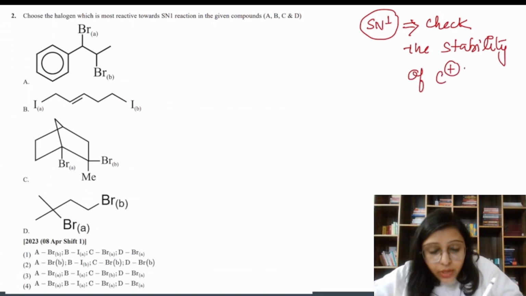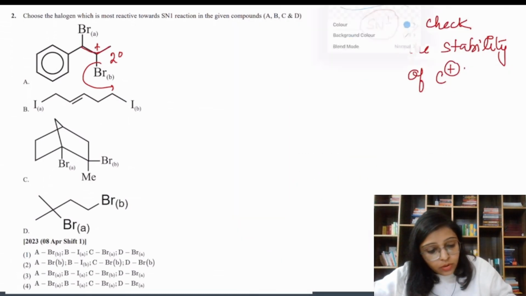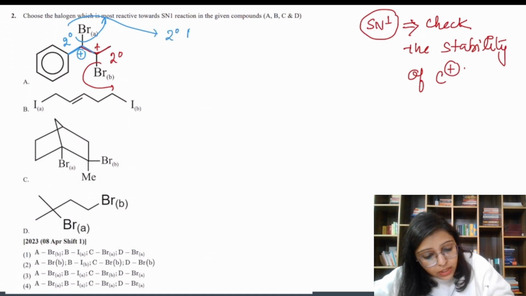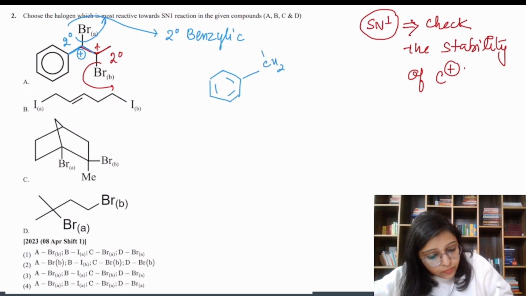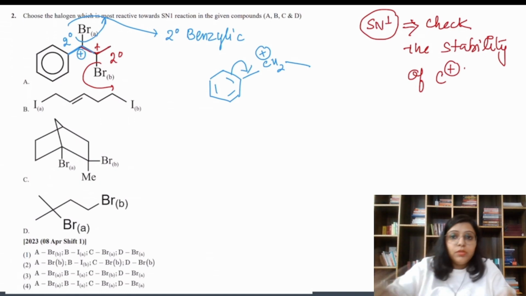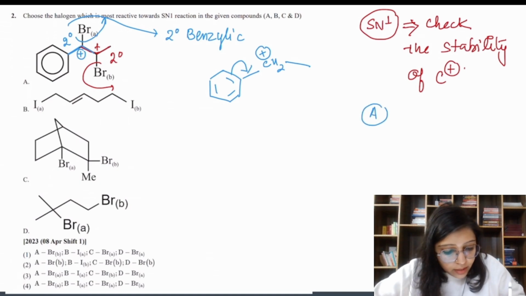So if we see the first one, if I remove Br, we get a positive charge over here, which is a 2 degree carbocation because it is bonded to 2 carbons. Now if I remove this Br, we get this. This is also 2 degree, but this one is going to be 2 degree benzylic. Benzylic, because it is resonance stabilized, so this is going to be more stable. So here A is going to be fast. So in option A, Br A shows the faster reaction.